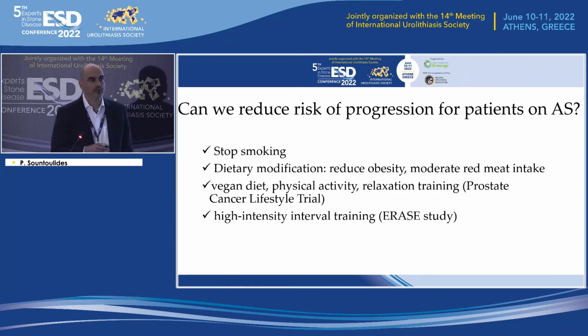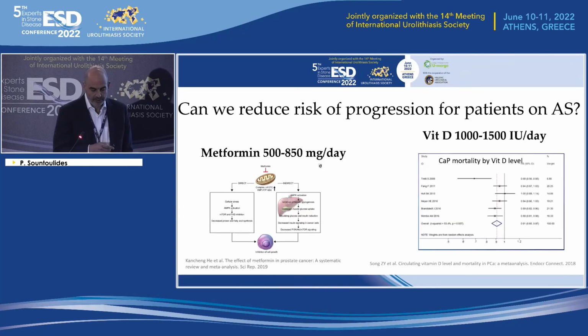What else can we do to help those patients not progress on active surveillance? There are studies showing that some of what we call lifestyle modifications might be of benefit, like cessation of smoking and reducing the intake of red meat. There have been a couple of studies showing that physical activity and high-intensity interval training are also beneficial for those patients in order not to progress to a more aggressive disease. There are also a couple of studies showing that metformin and vitamin D might also be of help in this patient group in order to reduce the risk of progression to more advanced disease.